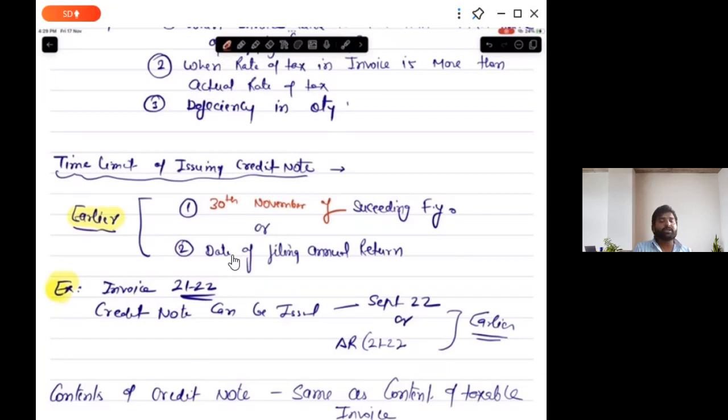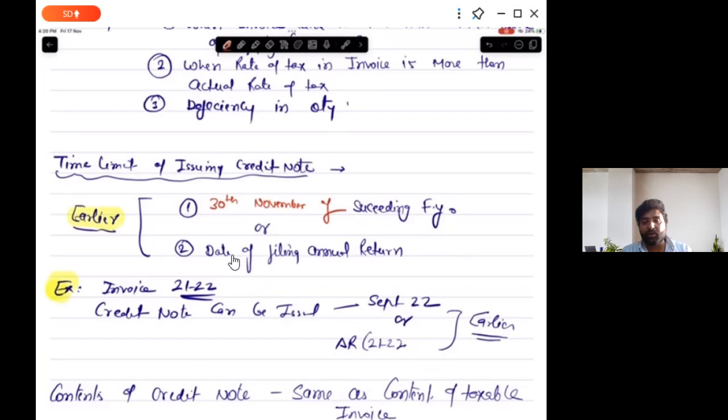Meaning even after closing of the financial year you will get 8 months to issue a credit note. March to April, May, June, July, August, September, October. 7 months. Sorry, 7, 8, 9 months. I am confused. April, May, June, July, August, September, October, November. I'll get 8 months. It's 8, not 7 or 9. Okay, so I'll get 8 months to issue a credit note.